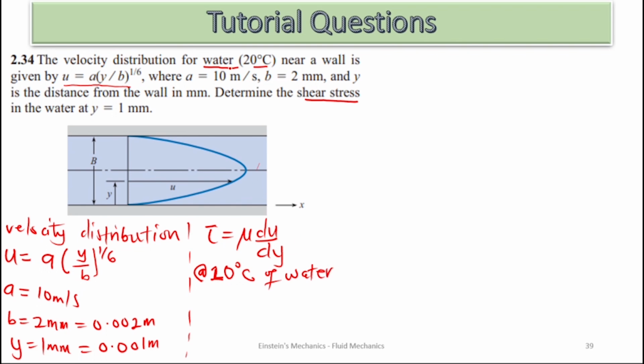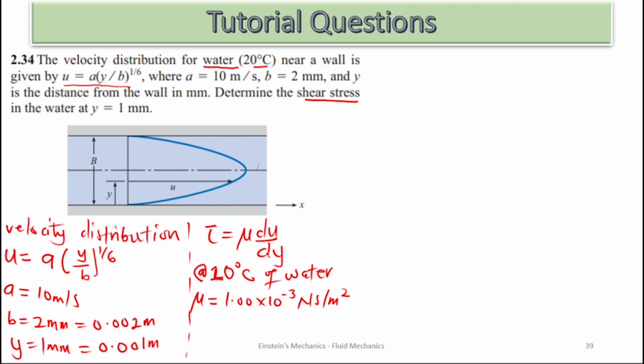you'll be given a table. So questions like this, you have to get the table. At 20 degrees Celsius of water, the viscosity, which is mu, is a constant value, which is 1.00 times 10 raised to the power negative 3 Newton seconds per meter square. So this is obtained from what? Tables. It is already calculated. So we now have our viscosity as a constant at this temperature of water.